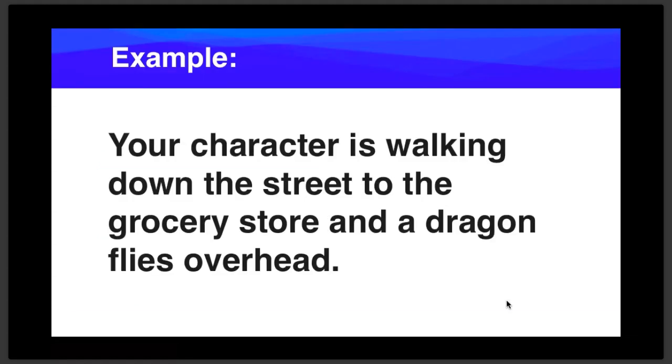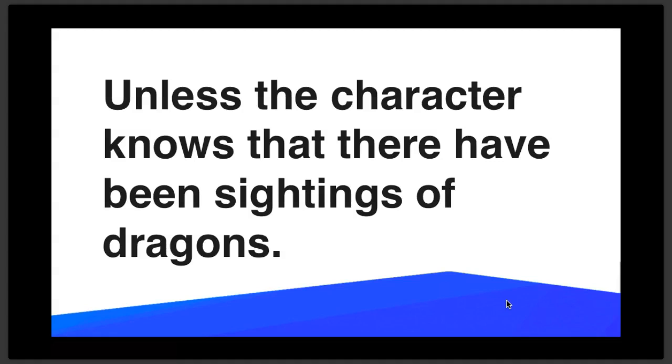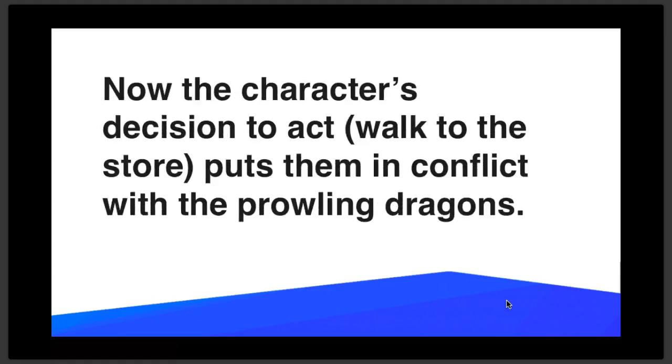If your character's walking down the street to the grocery store and a dragon flies overhead, that is episodic. It's like, boy, it's been 20 pages, nothing's happened, I'm going to throw a dragon in here. Now, that conflict is imposed on them out of the blue. And that is because the author feels the story is lagging and throws something at them. Unless that character knows that there have been sightings of dragons. So now the character's decision to act, walk to the store, puts them in conflict with the prowling dragons.